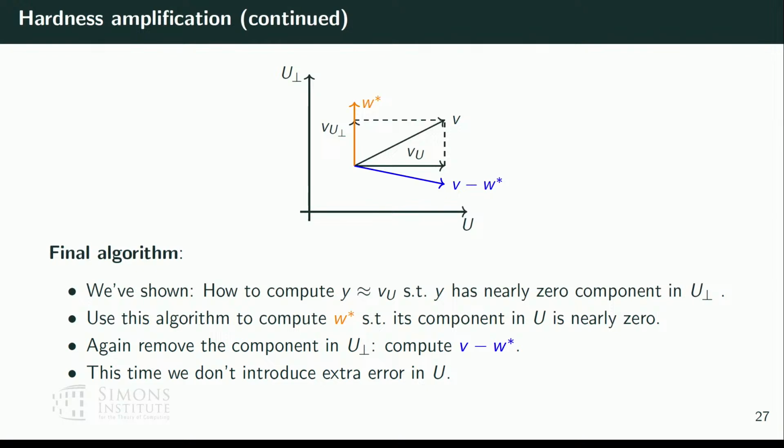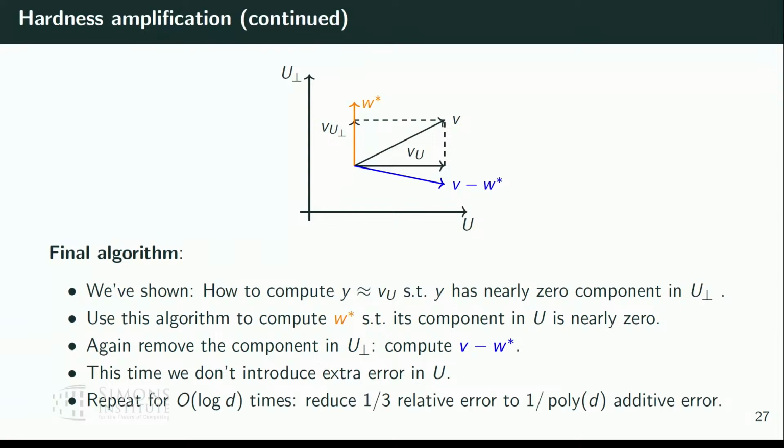We again remove this vector. And because we now make sure that our errors all stay in the orthogonal space, it's fine. So we don't introduce any extra error in the space that we care about. And now we again repeat it for log D times, and then we reduce the constant relative error to 1 over poly D additive error. Okay, so that's all I wanted to say.